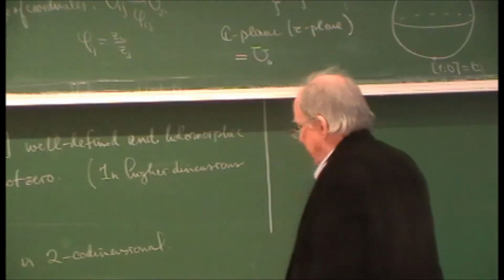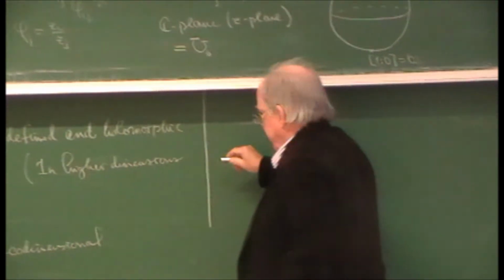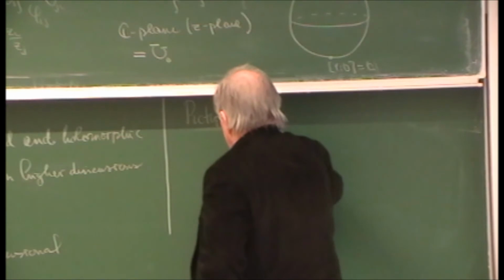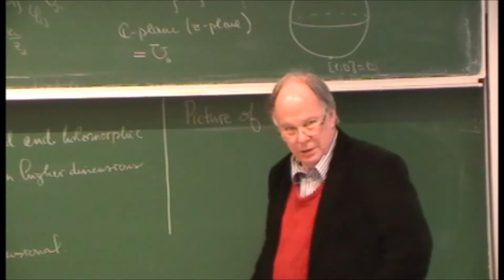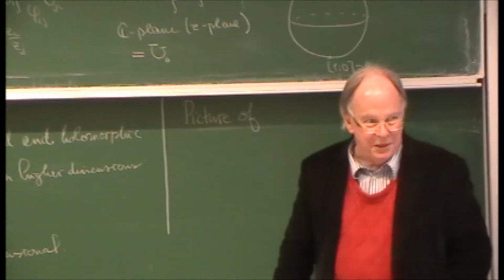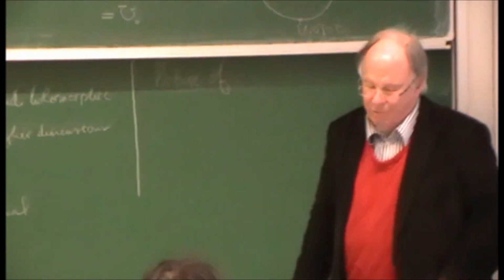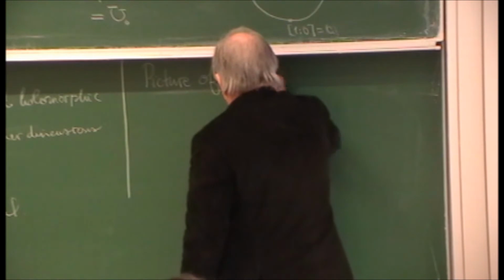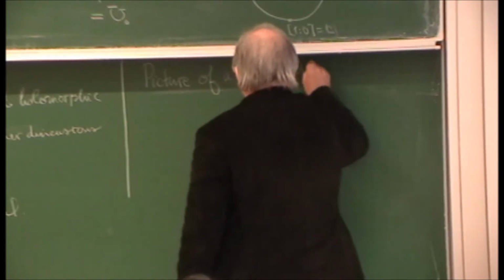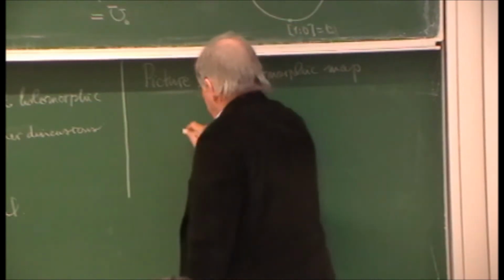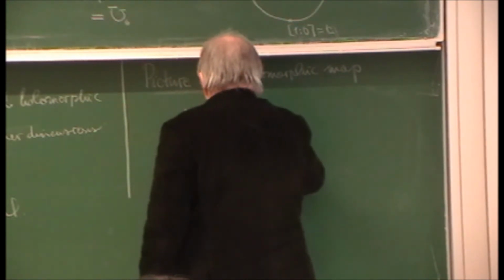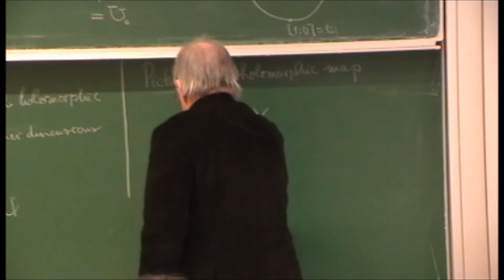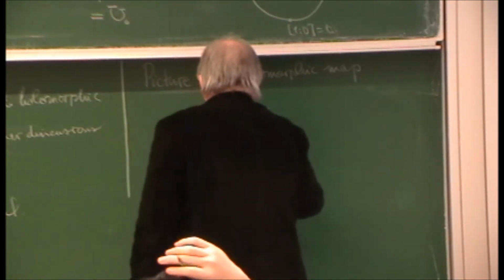I will go back up quickly. So let me talk about a picture of a holomorphic map. This is a secret picture, but this secret picture you find explicitly in Riemann's papers. This is exactly the way Riemann understood everything. It's just incredible. So a picture of a holomorphic map F from X to Y, where dimension X equals dimension Y equals 1.